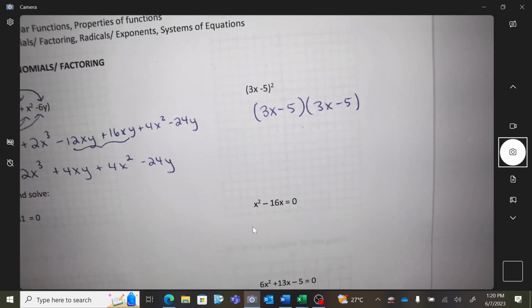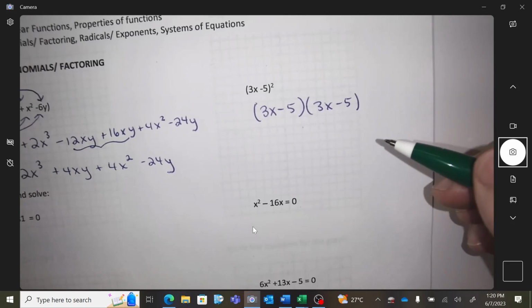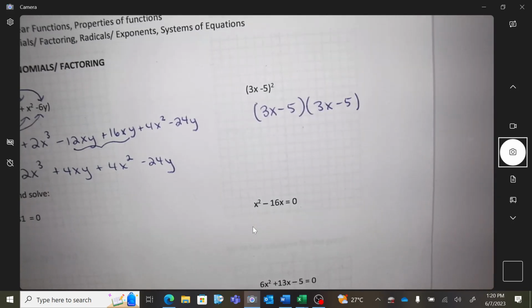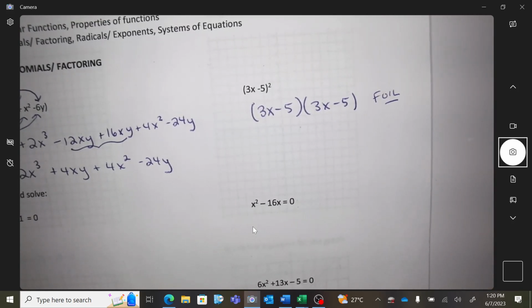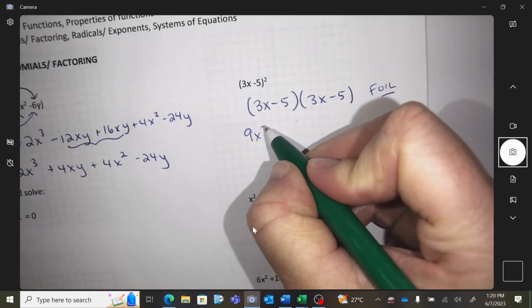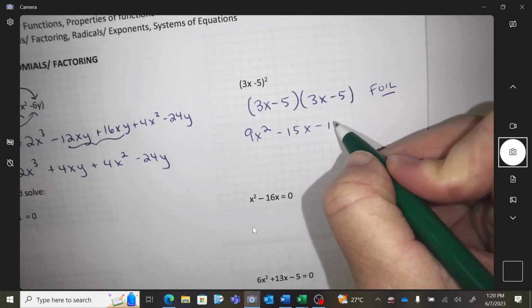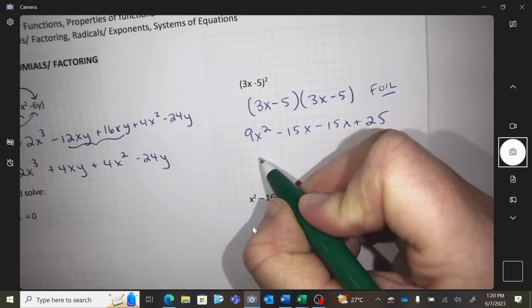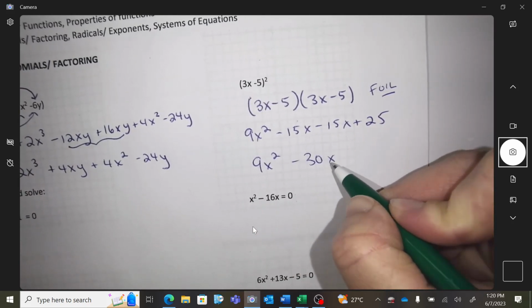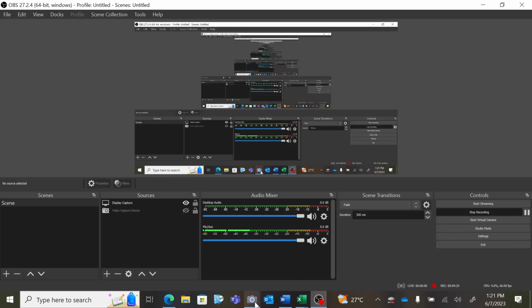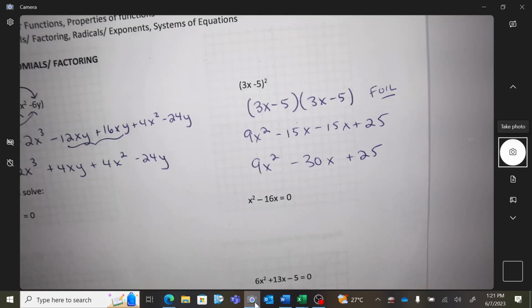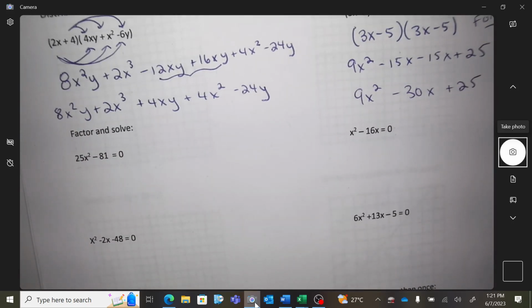Okay, now, what would we call this process when you have a binomial? FOIL. Okay, can you FOIL that out now? I would say there'd probably be a very high likelihood of both of those questions being on an exam.